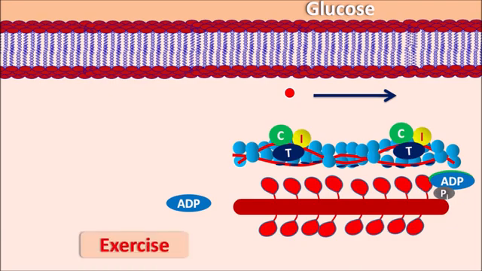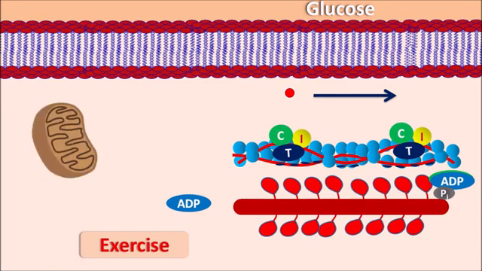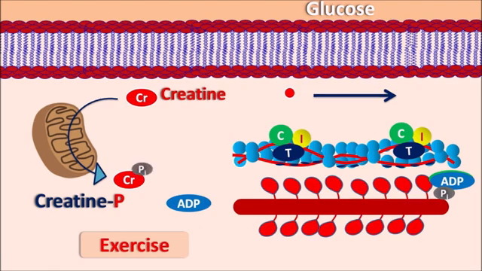But under exercise conditions, the ATP that is obtained from the glucose is not sufficient for repeated muscle contraction. In such situations, mitochondria plays an important role, which converts the creatine into creatine phosphate. And this step is mediated by creatine kinase enzyme. Now this creatine phosphate acts as a source of energy, which can convert the ADP into ATP.